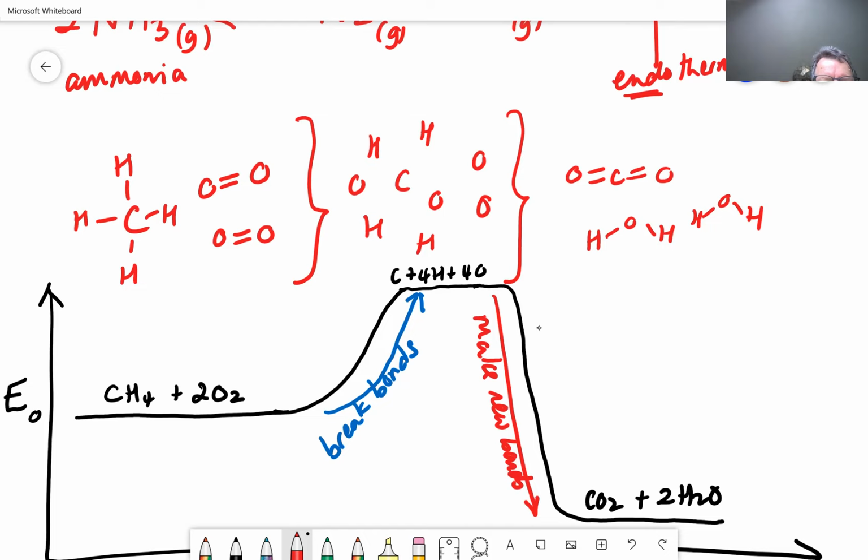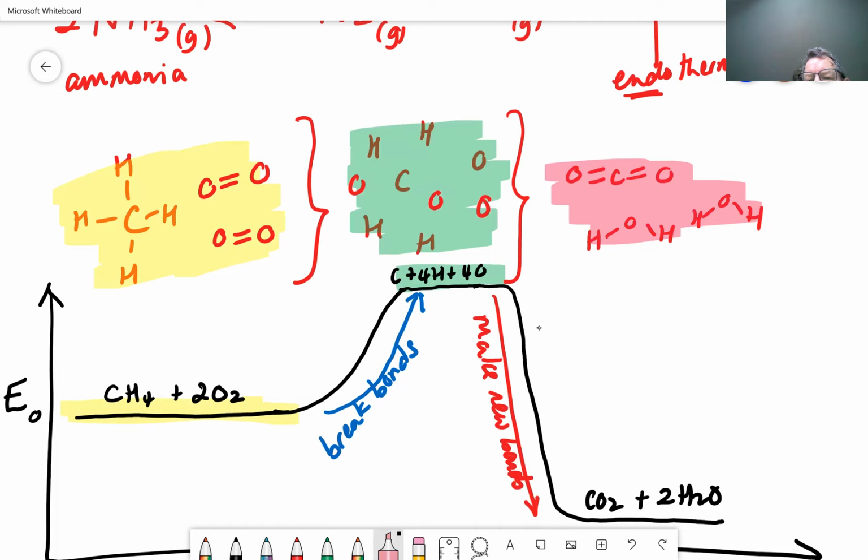So the starting point, if these are the beginning chemicals here, then we move to the chemicals which are here, and this is here, and then we get the chemicals at the end, which are these ones down here. Okay, so that's what's happening. So we're going from yellow to green to pink, from CH4 and oxygen into pieces, and then into carbon dioxide and water.